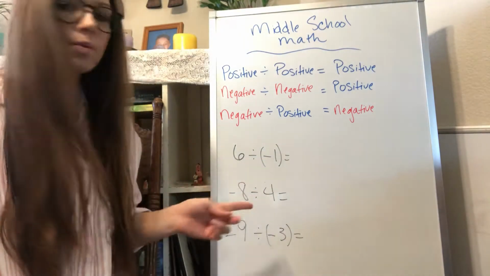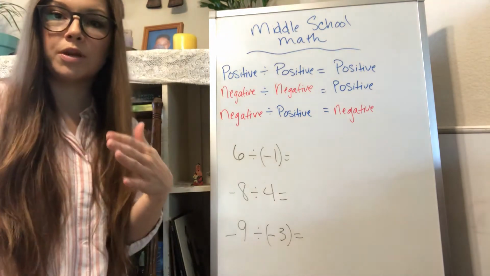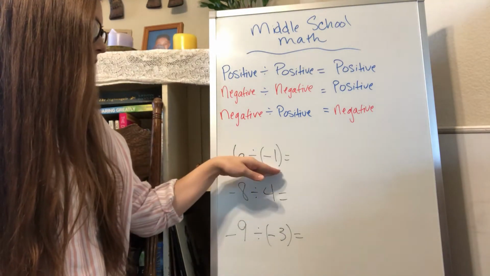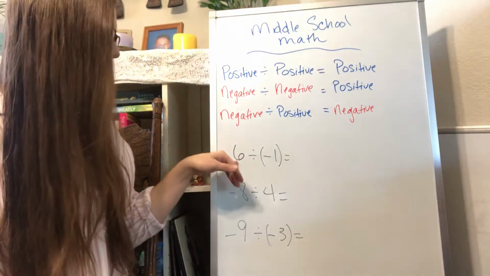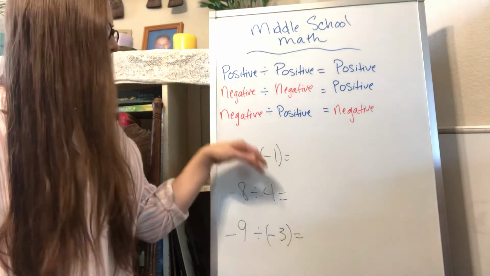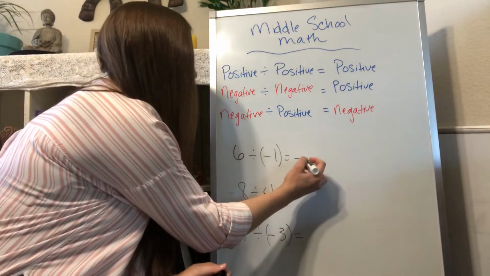Okay? So we're going to practice a couple. It's the same thing as the multiplication. You just do your normal division. So here we have 6 divided by negative 1. So 6 divided by 1 is 6. And then 1 is positive and 1 is negative. So since the signs are different, my answer is negative. So it's going to be negative 6.